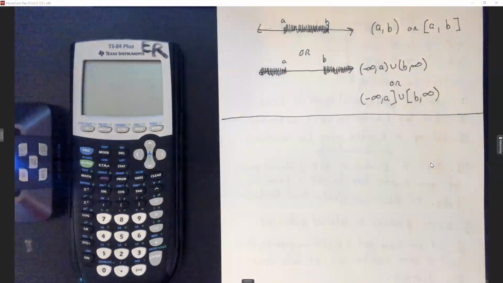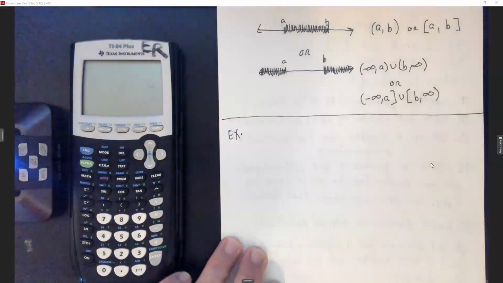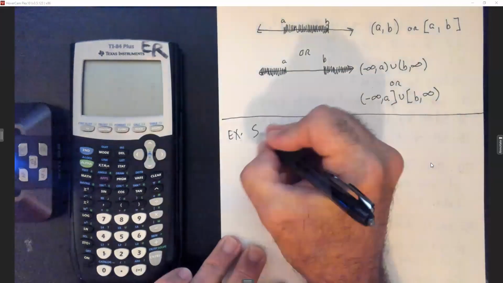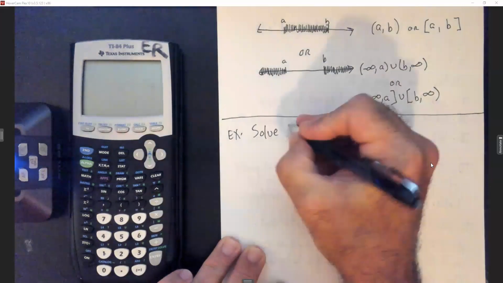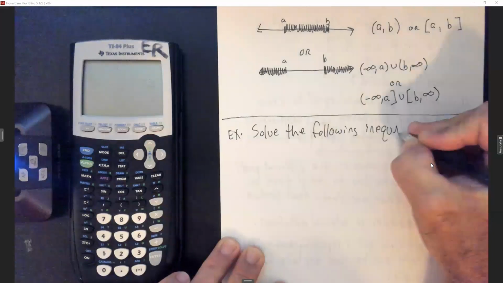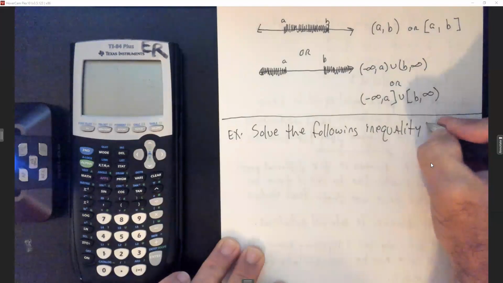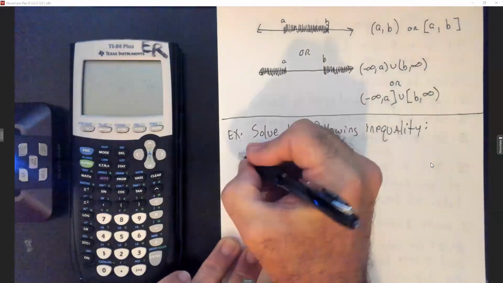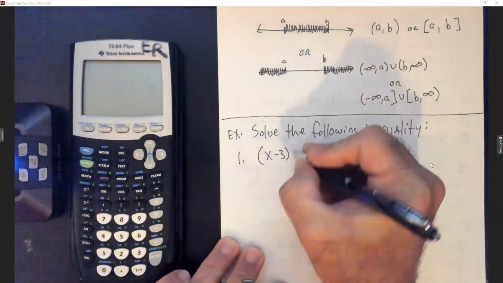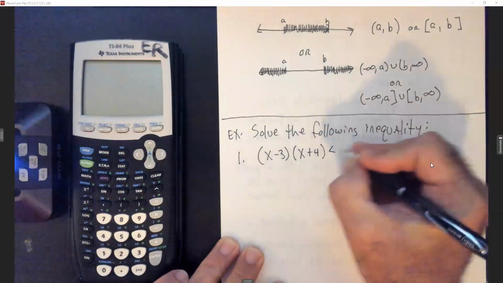All right, so let's play with these. They're not bad as all those instructions I wrote. They'll say solve the following inequality. So the first one is going to be parentheses x minus 3 times parentheses x plus 4 is less than 0.